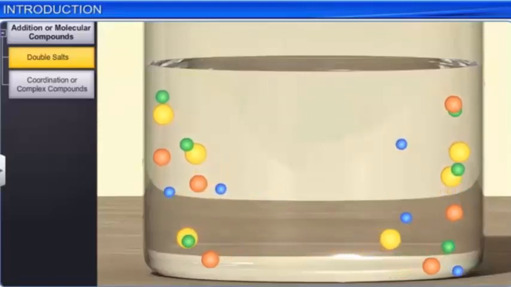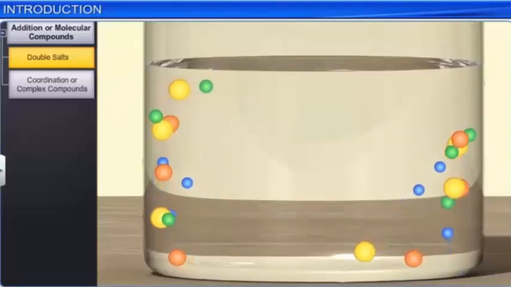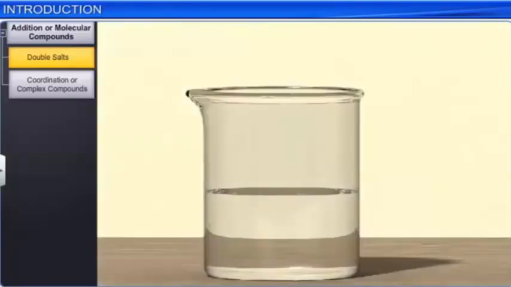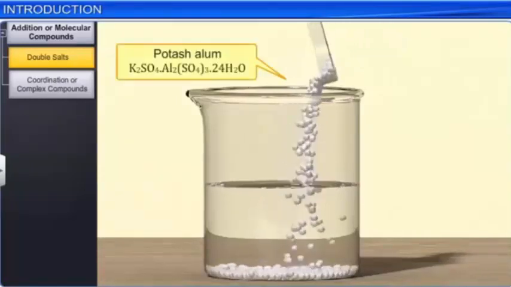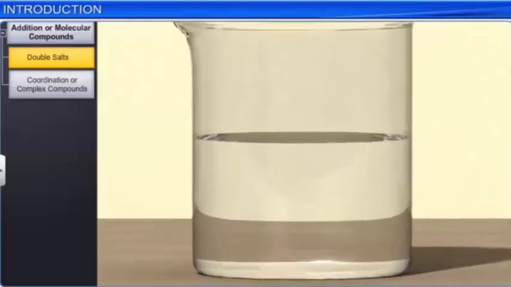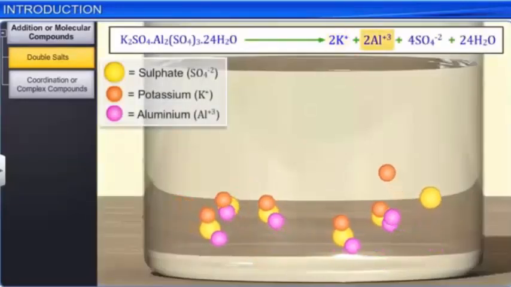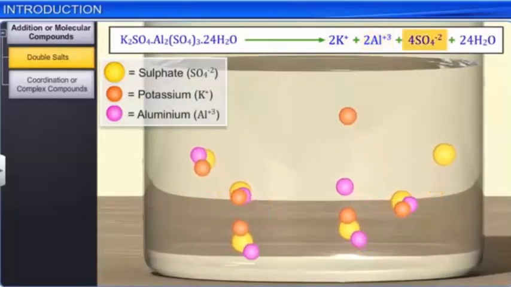For example, an aqueous solution of potash alum will give the tests for K+, Al+3 and SO4-2 ions. Other common examples of this class include carnallite and Mohr's salt.